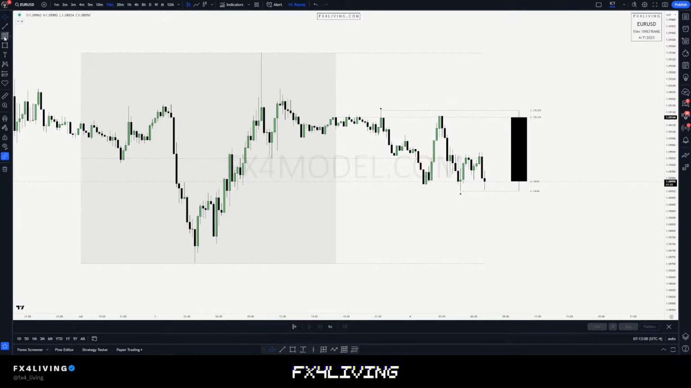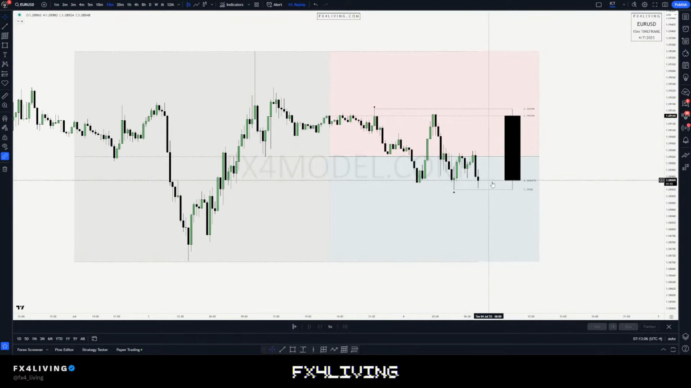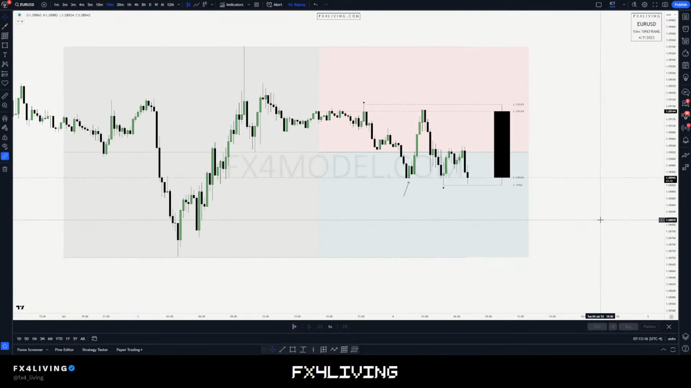So as you can see, the price is still inside the previous daily range, you know. Technically right now we are in discount, so they take this low here, right? Price reverses a little. Now we're looking for taking those lows again.